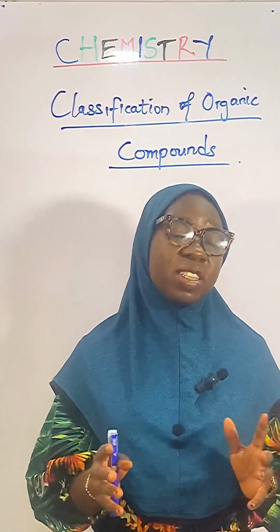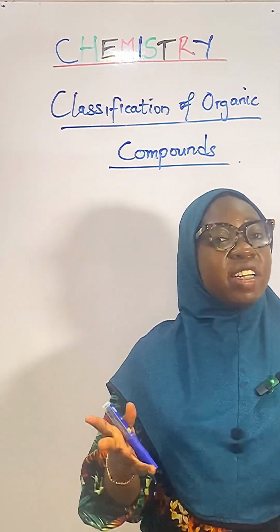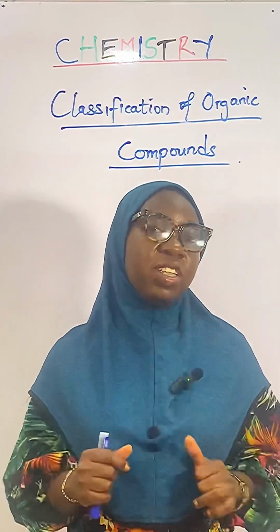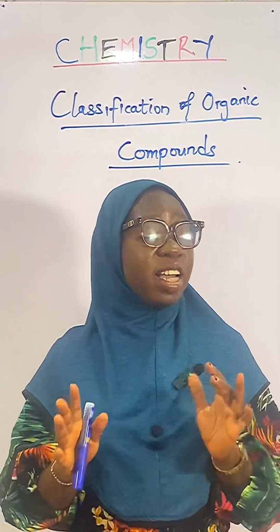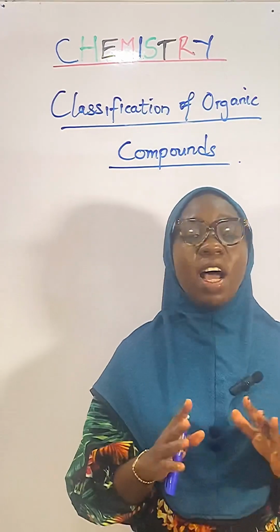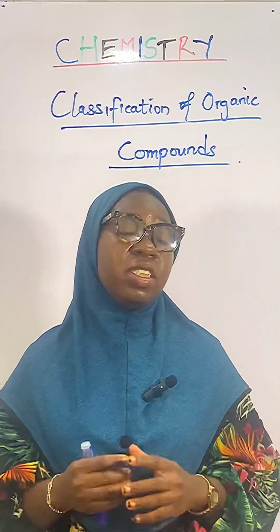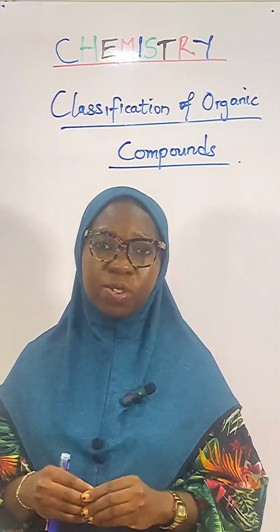Last week we talked about organic chemistry. I explained the definition of organic chemistry and I also mentioned the uniqueness of carbon. Under that I talked about catenation of carbon and also its tetravalency. I went on to talk about the importance of organic chemistry.